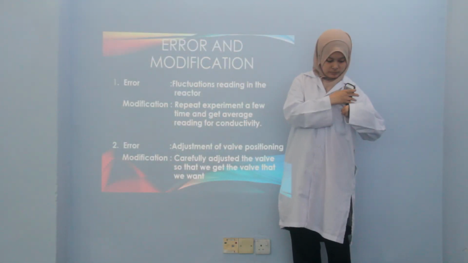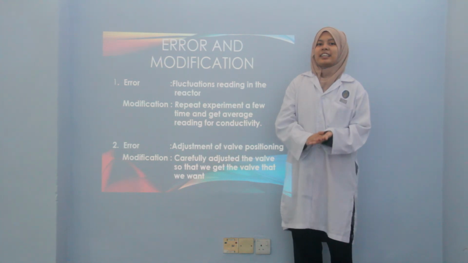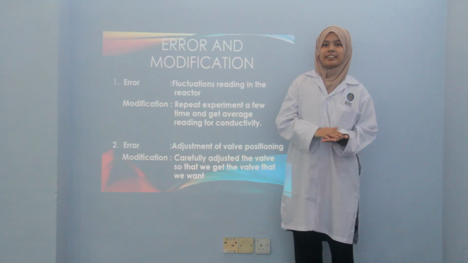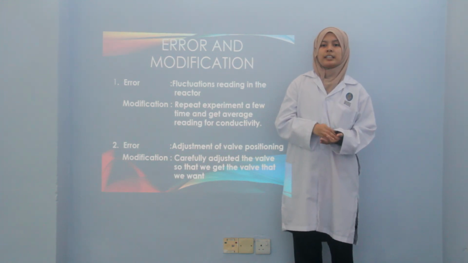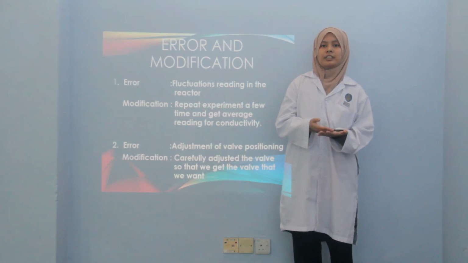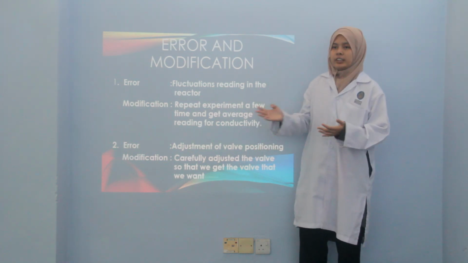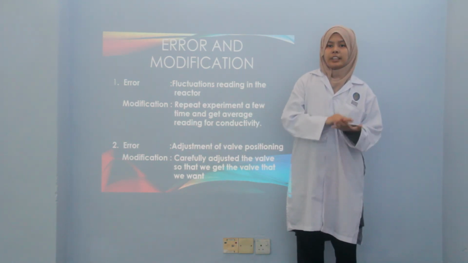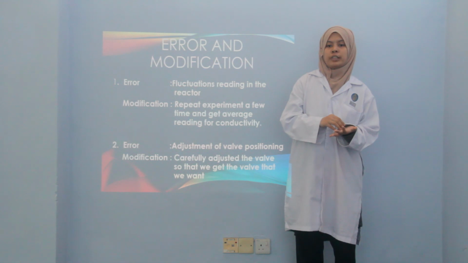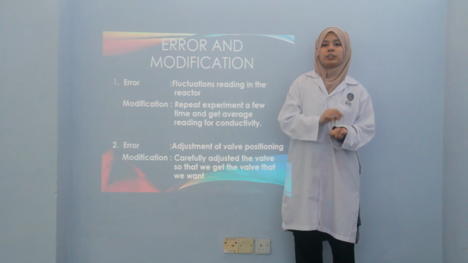Hi everyone, my name is Guru Shafika and I will explain about the error and modification in this experiment. In this experiment, we have 4 errors. The first error is fluctuation in the reading of the reactor. This error can be avoided by repeating the experiment a few times and calculating the average reading of the conductivity. For the second error, it is the adjustment of the valve positioning. This error can be overcome by carefully positioning the valve so that we can get the value that we want without error.